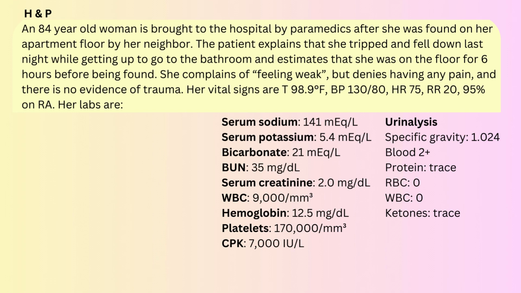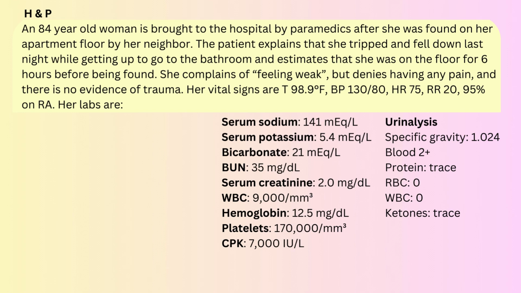An 84-year-old woman is brought to the hospital by paramedics after she was found on her apartment floor by her neighbor. The client explains that she slipped and fell down last night while getting up to go to the bathroom and estimates that she was on the floor for 6 hours before being found. She complains of feeling weak, but denies having any pain, and there is no evidence of trauma.